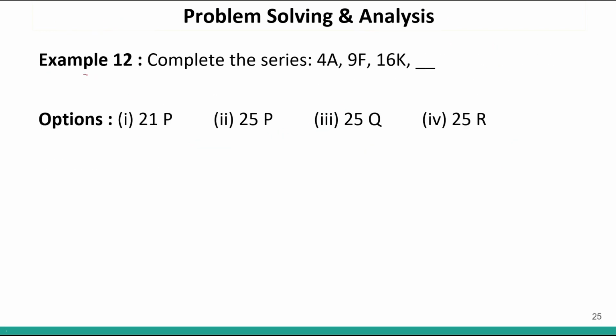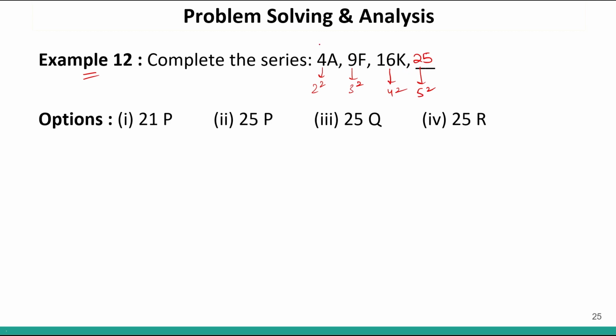Now, example number 12. Again, a question of series. So here the numbers I can see 4 is 2 square, 9 is 3 square, 16 is 4 square. So the next number will definitely be 5 square, which is 25.